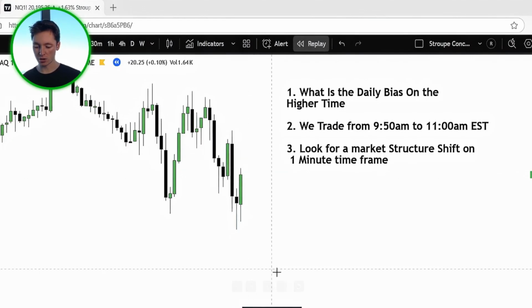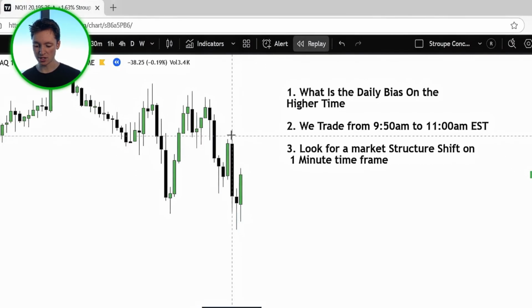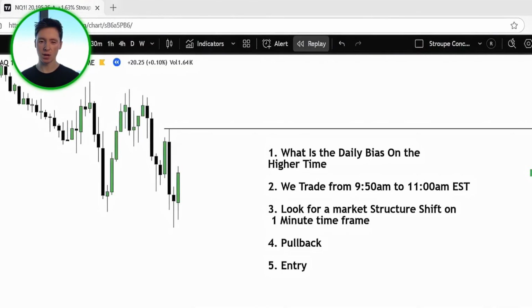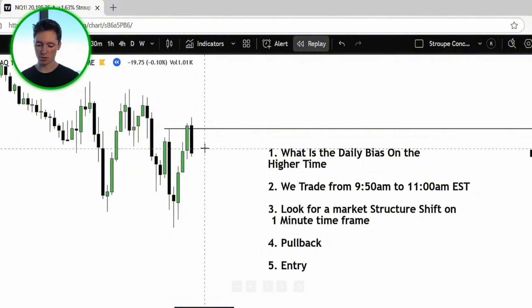So what we're going to go out and do is we want to see this high get broken. And once this high gets broken, we want to look for a pullback to then enter inside a position. So let's see what happens to price. We start to replay it. We sweep that high. So now we're looking for a pullback.